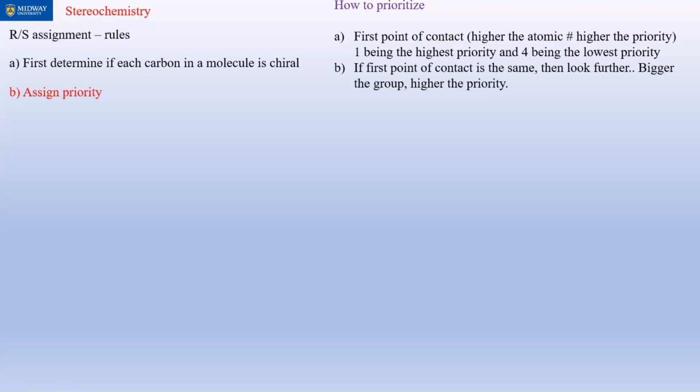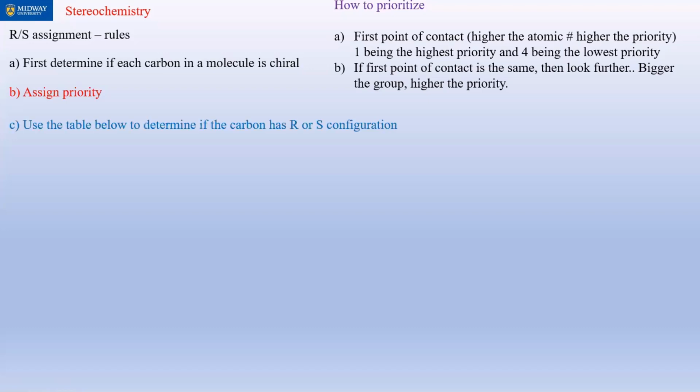Second, assign priority. With respect to that carbon, you're assigning priority to what? The 4 groups that are attached to that carbon. Okay? You're not just assigning priority anywhere you want. You have a carbon that you're trying to determine if it's R or S. If that carbon you deemed as chiral, then there are 4 groups attached to it. Those 4 groups are what you're assigning priority to. Okay, let's get that out of the way, because you don't just assign priority to anything you want in the molecule.